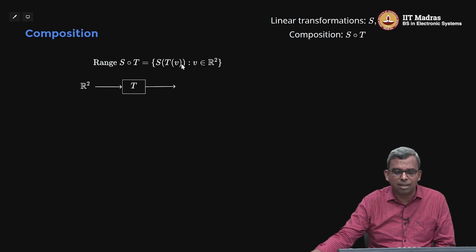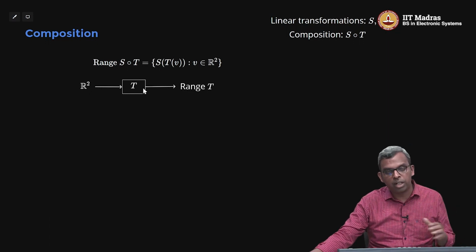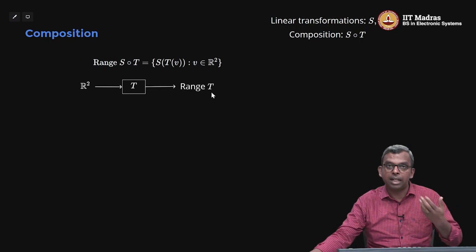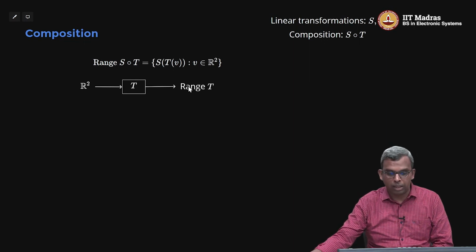So, how do I picture this? There are two steps going on here, right? V first gets transformed by T and then T of V gets transformed by S. So, let us draw it as a picture. R2, the entire space R2, when you are trying to find range, goes through T first. What do you get when R2 goes through T? You get range T, so you get the subspace. The entire plane R2 is going through your linear transformation T and you get the range of T. That is the output subspace when this goes through T.